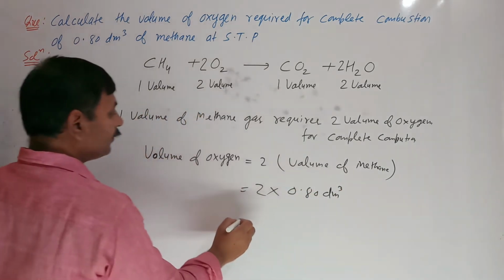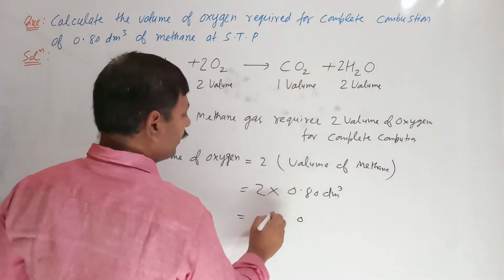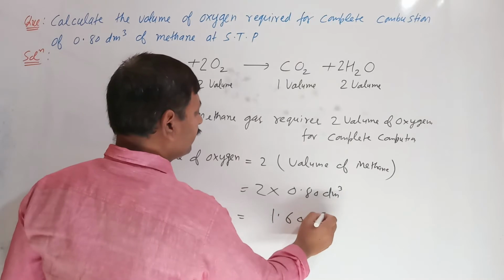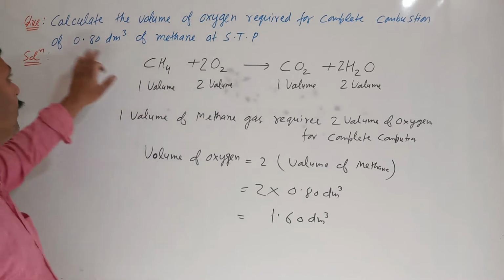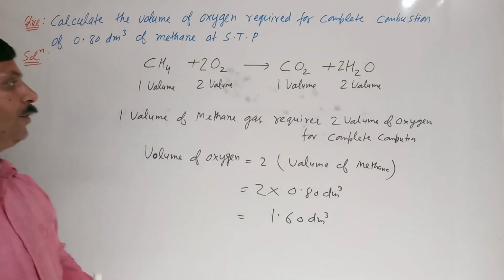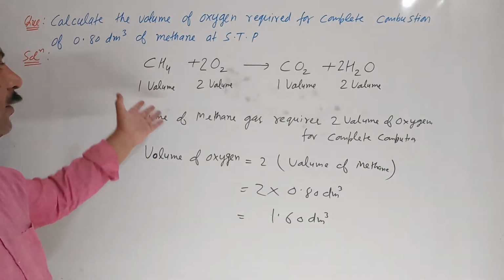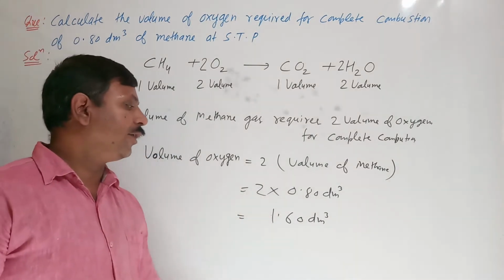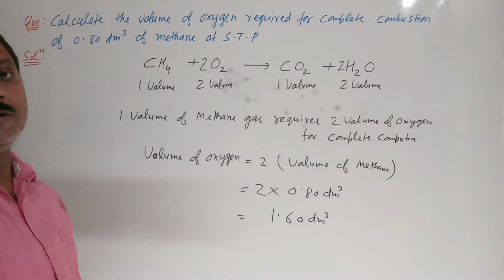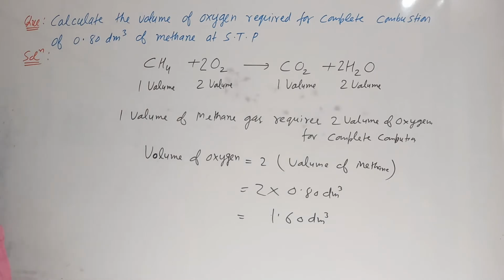Twice of methane gas 0.8 dm cube. Volume of oxygen required for complete combustion, it will be 1.60 dm cube. So see here, by balanced equation we can find how much volume is required for complete combustion. We have found it 1.60 dm cube volume of oxygen required for complete combustion of 0.80 dm cube of methane gas.